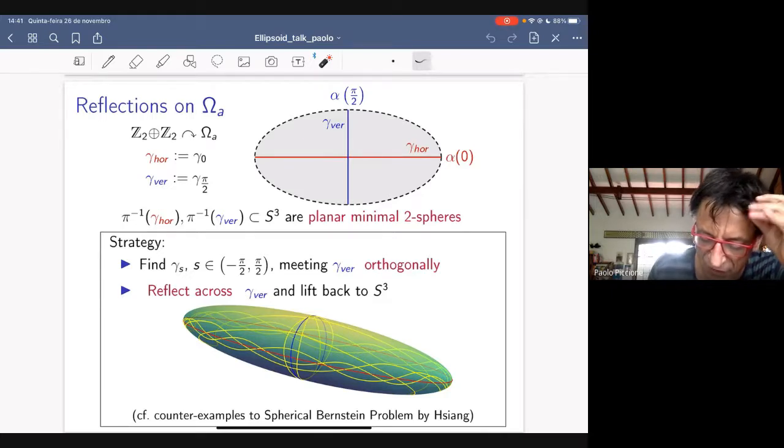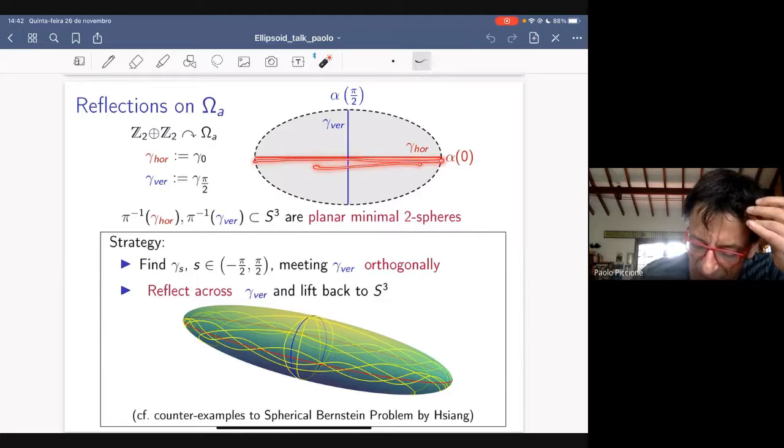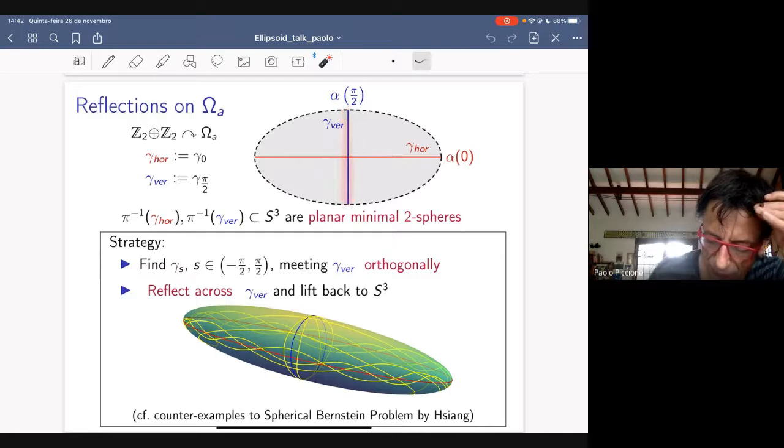First of all, as I told you, since this metric is invariant by reflection around this line here and also reflection around this line here, then these two are geodesics, okay? These two segments here are true geodesics. And we refer to this as the horizontal orthogonal geodesic, and this is the vertical one, okay? These are the ones we're not interested in because, as I told you, these lift to planar minimal two spheres on the ellipsoid. So these are not the good ones.